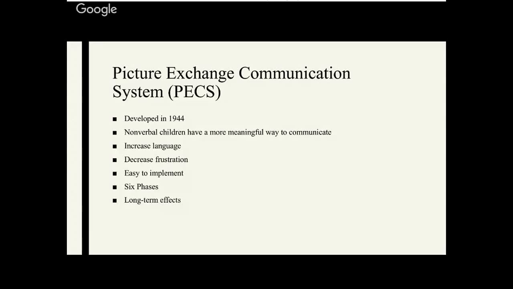The picture exchange communication system was created to teach children diagnosed with autism and other developmental disabilities a successful and easy form of communication both in play and academic situations. PECS is divided into 6 phases, and I will explain those here in a minute. So each phase builds upon the previous phase that is taught. And the system focuses on training the individual to initiate requests, respond to questions, and make social comments. And that's kind of the order that the phases are taught.